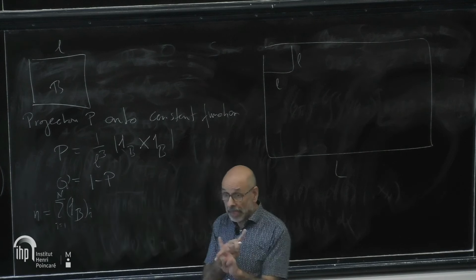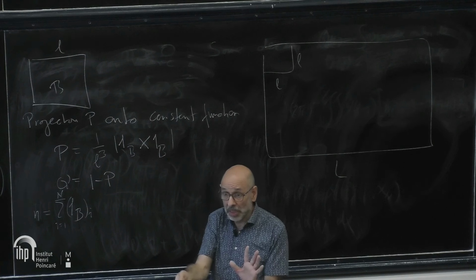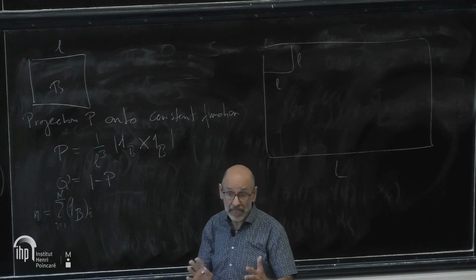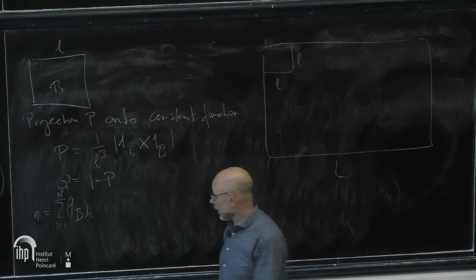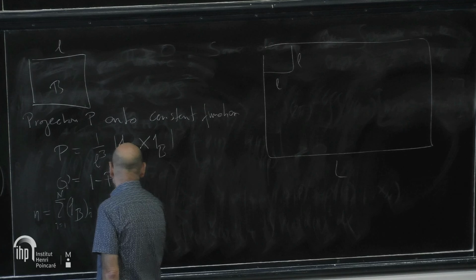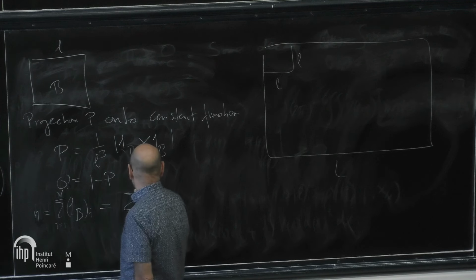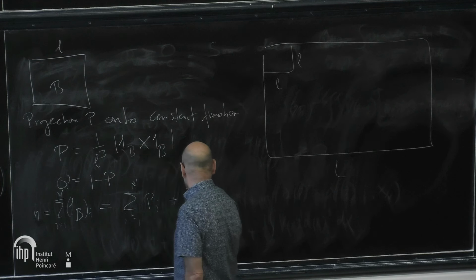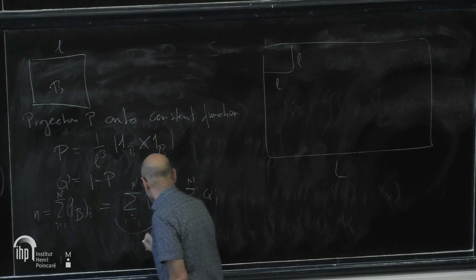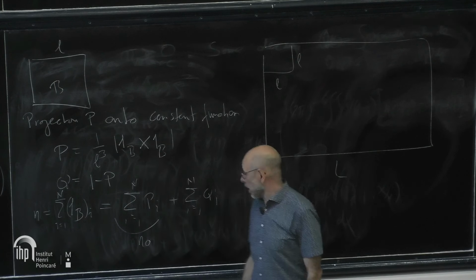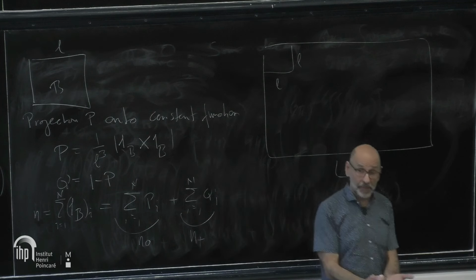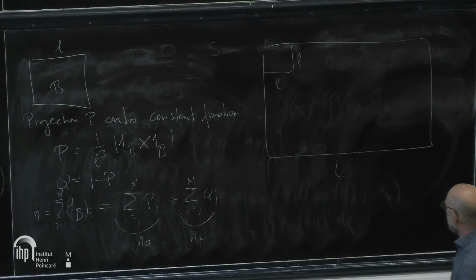And particles are not jumping between boxes by the Hamiltonian, right? It commutes with the Hamiltonian. So I can fix the n, I just don't know what it is. In that sense, it's grand canonical. But this is a sum over the p_i plus the sum over the q_i, and this is n naught. These are the number of confined particles, and this is n plus.